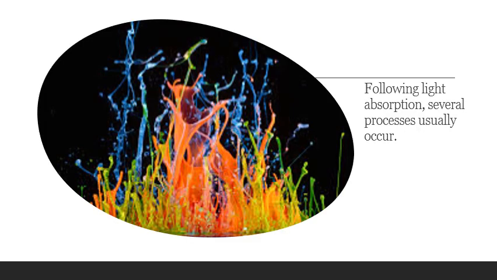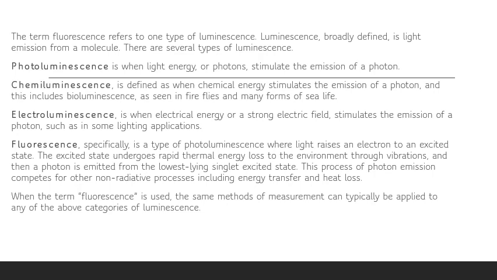Whenever we strike light on any sample, then following light absorption, several processes usually occur. We will discuss these processes here. The term fluorescence refers to one type of luminescence, and luminescence, broadly defined, is light emission from a molecule. But we have several types of luminescence: photoluminescence, chemiluminescence, electroluminescence, and thermoluminescence, which is not mentioned here but can be added. In photoluminescence, it is clear from the name, light energy or photons stimulate the emission of photons. We strike the light and we observe the luminescence. As I discussed, if quinine is in tonic water, strike it with sunlight and you will see the behavior.